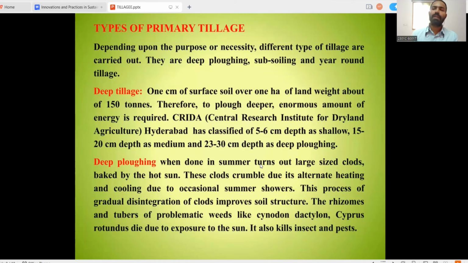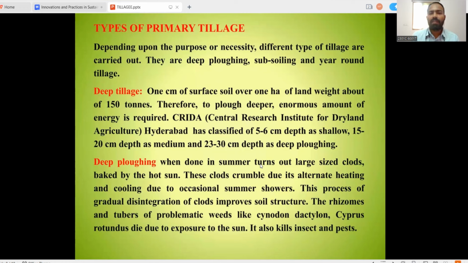In that, first is deep tillage. What is deep tillage? One centimeter of surface soil over one hectare of land weighs about 150 tons. In one hectare, one centimeter of soil weighs 150 tons. Therefore, to plow deeper, an enormous amount of energy is required, obviously, for that much weight of soil.